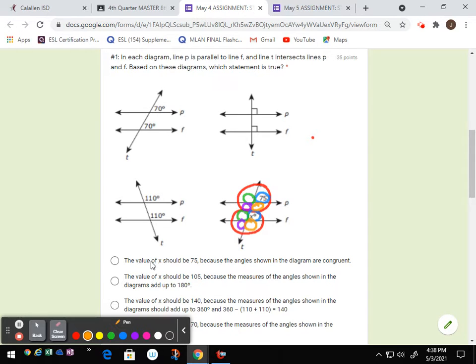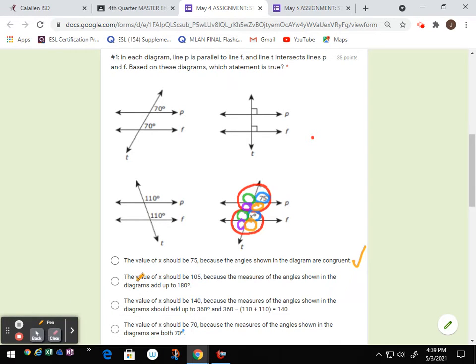So this is saying the value of x should be 75. If we talk about corresponding angles, this is a true statement. So x should be 75. So this could be your correct answer. Answer choice B says the value of x should be 105 because the measures of angles shown in the diagrams add up to 180. This is not going to be correct because, again, we have corresponding angles here. If this side's 75, this angle is going to be 75. So this is not correct.